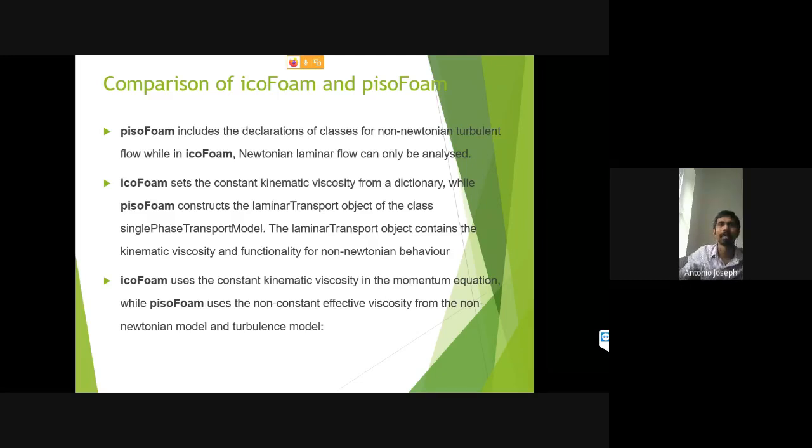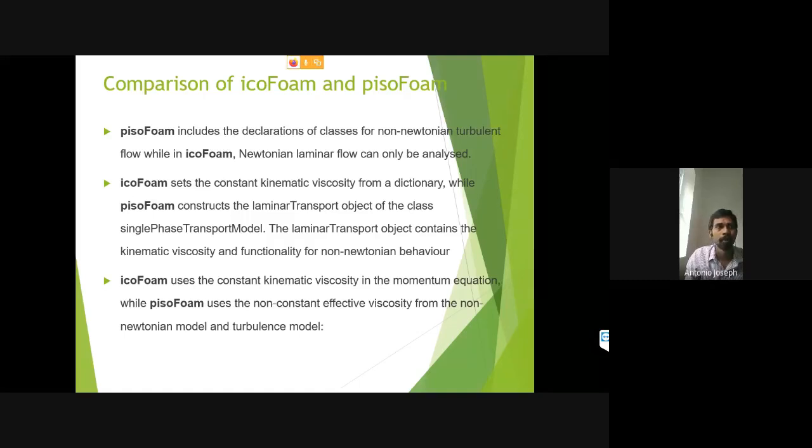Now it's just a comparison of icoFoam and pisoFoam. So pisoFoam includes the declaration for non-Newtonian fluids also, because in the case of icoFoam, I had told that it's possible only for Newtonian flow, but in the case of pisoFoam, we can use that in the case of non-Newtonian turbulent flow also. Then icoFoam is for only laminar flow.